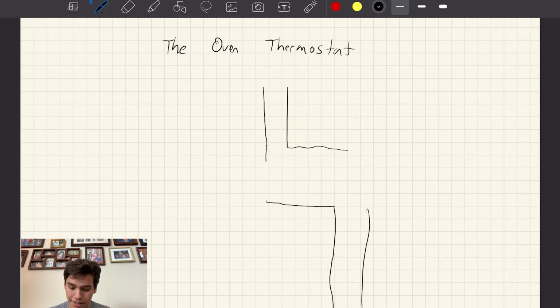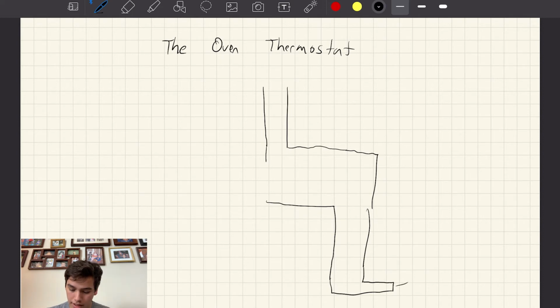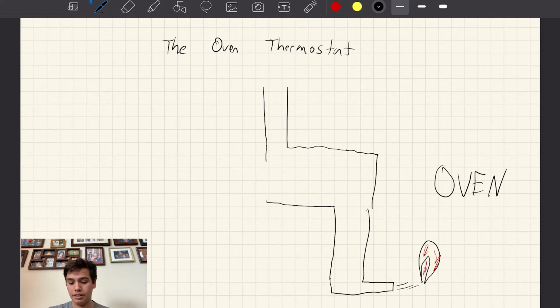So imagine down here, there's some gas coming out, right? And the gas is coming out, and this is able to light a flame. Okay, so this is our little flame. And let's say this is the oven right here. Now, the oven is hot when there's a lot of gas flowing through here to get to the oven and be able to heat it up.